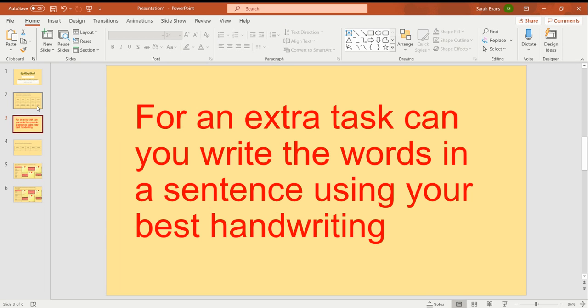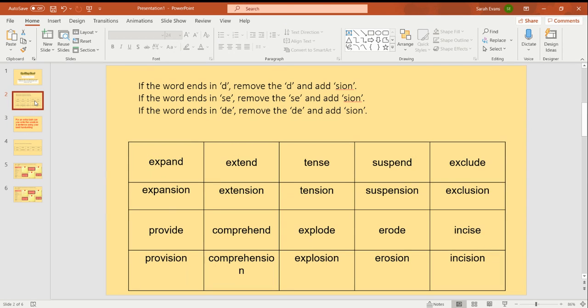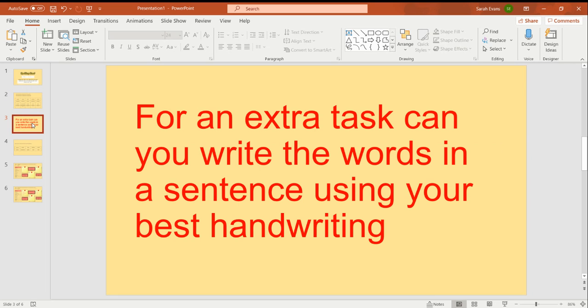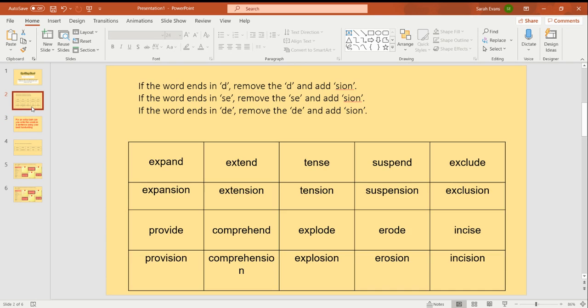You are going to go onto your Microsoft Sway, there is a little quiz where you're going to add on the SION to the correct spelling. So make sure you pop in your name and then add it in. For an extra task, you can write the words in some sentences using your best handwriting. So find a notebook, you can write some of those words in sentences. Or you can go on your Spelling Shed login and have a go at some of the spellings on there as well. Okay, well done on your first learning.